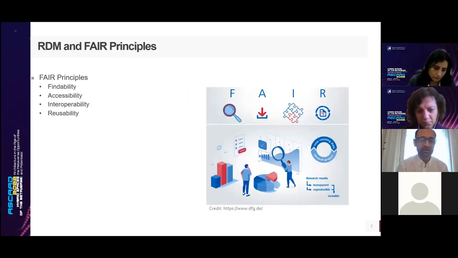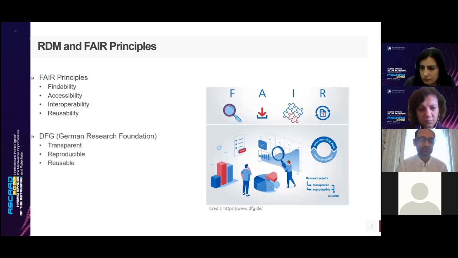The FAIR principles provide guidelines about 4 foundational principles. Those are findability, accessibility, interoperability, and reusability of data, and the information that led to that data, to guide data producers and publishers. Different stakeholders, for example, funding agencies like the German Research Foundation, publishing houses, and so forth, require researchers to exhibit good research data management during the whole life cycle of the research project, so that the results are transparent, reproducible, and reusable.